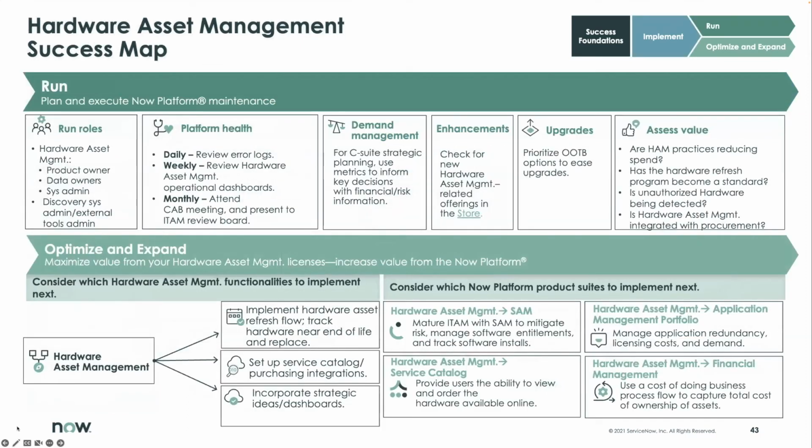Lastly, there is running, optimizing and expanding. Here we have some roles, demand management, upgrades, assessing value. It always is important to review what we have done and unlock the value, and then also see anything else that can be improved upon. And then optimizing and expanding, right? Making sure you're maximizing the value of the platform and then expanding on those functionalities and taking those next steps in implementation, including considering which ServiceNow product suites you may want to implement next in the future.